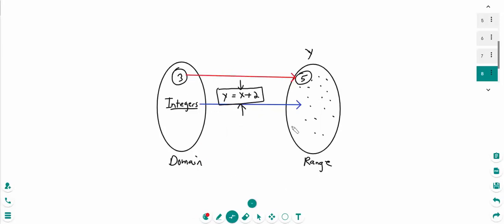Could the 3 be related to anything else? Because remember, that's what needs to happen in order for this idea of a function to fail. The 3, or some other number, would have to be related to more than one thing. All right. Could the 3 ever give me something other than a 5? No. I could plug this 3 into this equation as many times as I wanted to. I would always get the 5. I would never get anything other than the 5. So it's pretty clear that that is going to only give me one image.